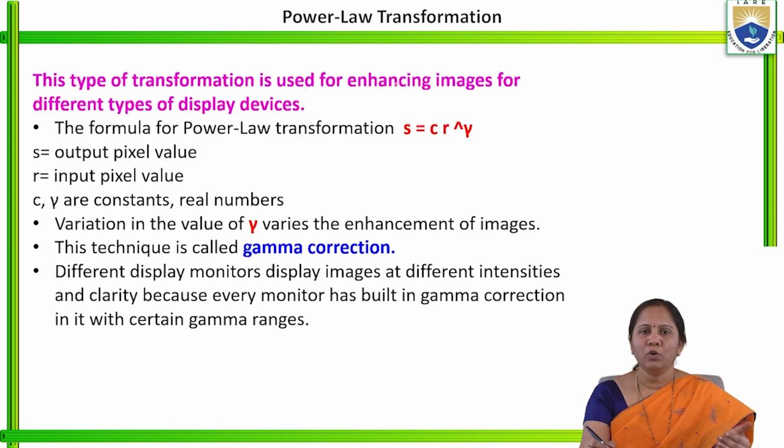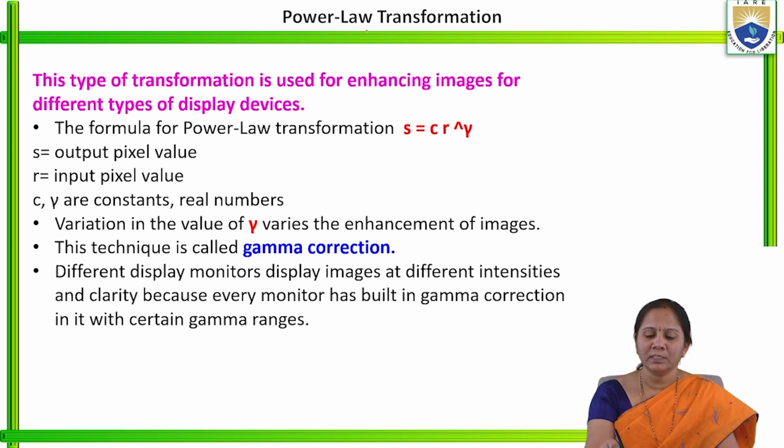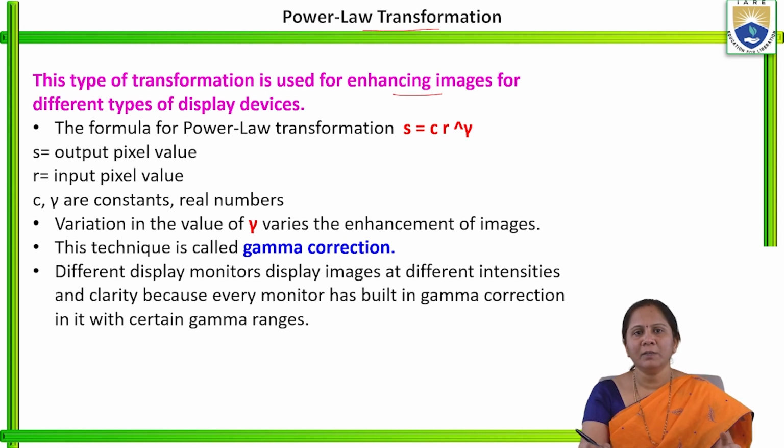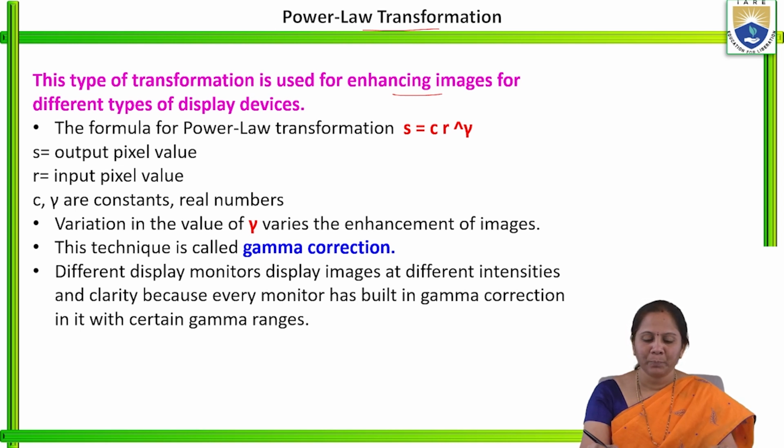Next, the fourth intensity transformation technique is power law transformation. This type of transformation is used for enhancing images for different types of display devices. We can see different types of devices. In all the devices, we can have different types of displays.